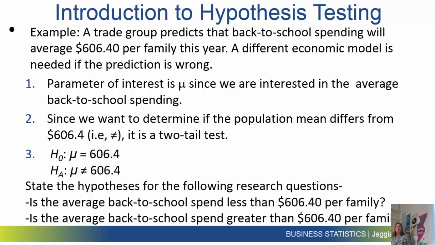Okay, so to test the research question, is the average back-to-school spend less than $606.40 per family? The null hypothesis is mu is greater than or equal to $606.40, and the alternative hypothesis, which is often easy to write first in this case because it contains the research question, is mu is less than $606.40. Well done if you got that correct. Next, to test the research question, is the average back-to-school spend more than $606.40 per family? The null hypothesis is mu is less than or equal to $606.40, and the alternative hypothesis is mu is greater than $606.40. Okay, if you got both of those exercises correct, you're on your way. Well done.